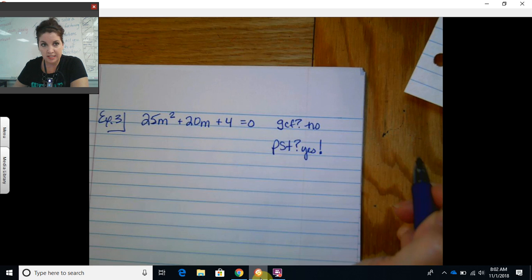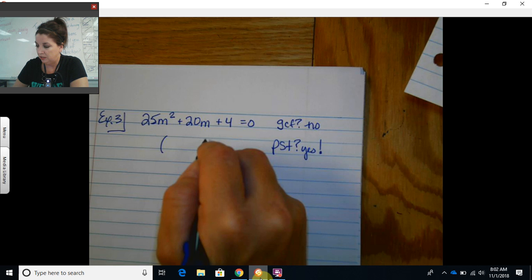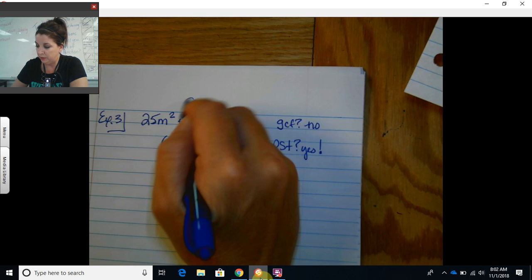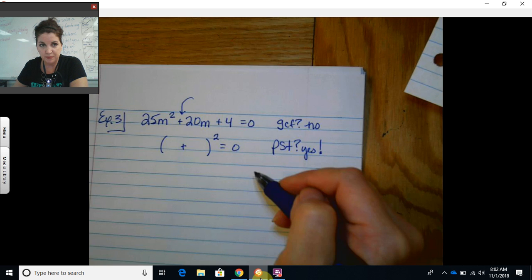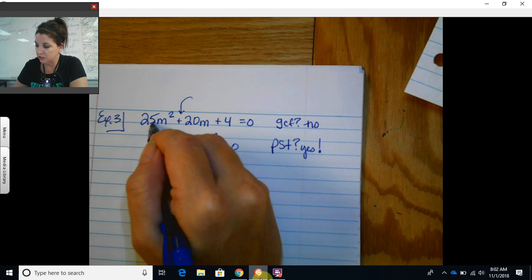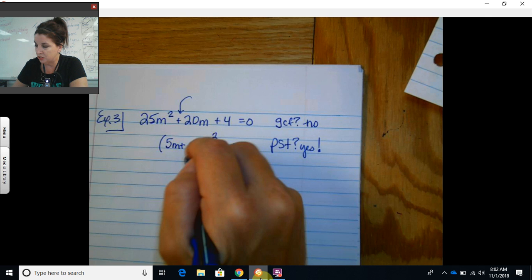So because it is, we can factor it real nice and easy. Make one set of parentheses and square it. What's my sign going to be? Positive. It's whatever b is. What's my first term? 5m. It's the square root of the first term. What's my last term? 2. It's the square root of the last term. That easy.